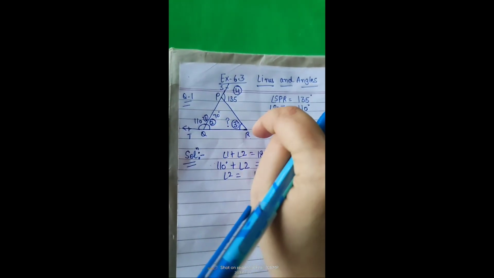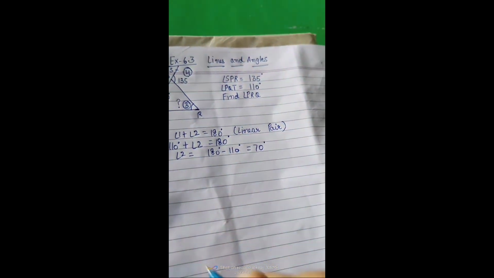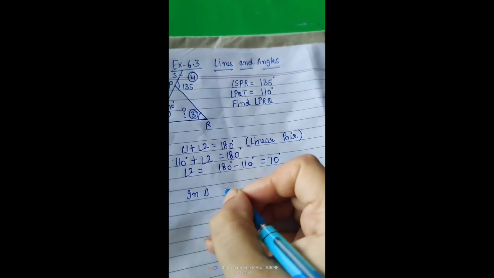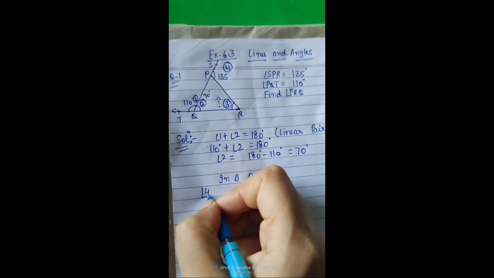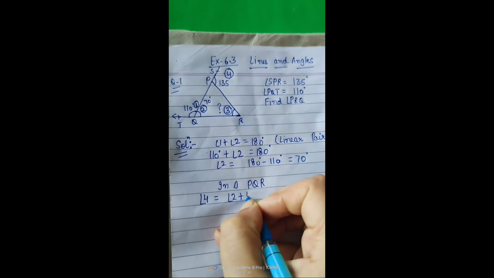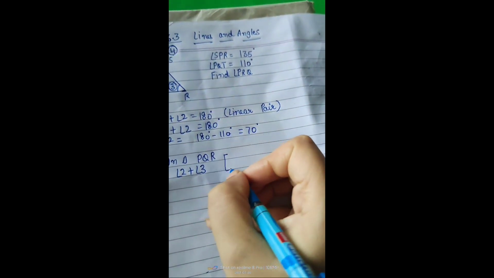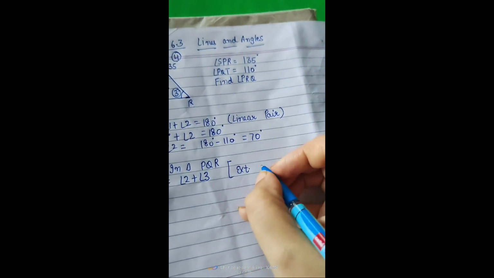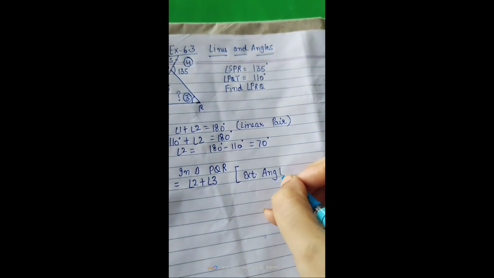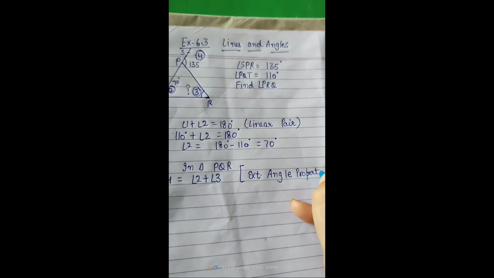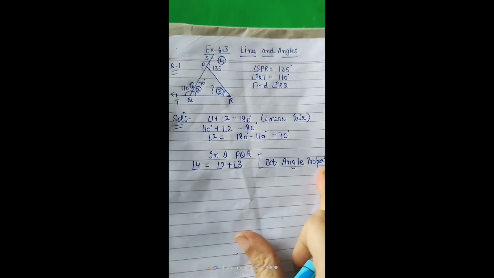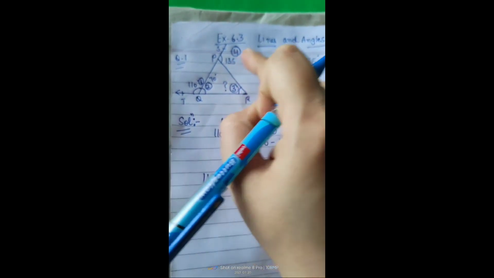In triangle PQR, angle 4 is the exterior angle. So angle 4 is equal to angle 2 plus angle 3. Reason: exterior angle property. We know that the exterior angle of a triangle is equal to the sum of its opposite interior angles. So we mention the exterior angle property. Exterior angle, that is 4, is equal to the sum of opposite interior angles, that is 2 plus 3.